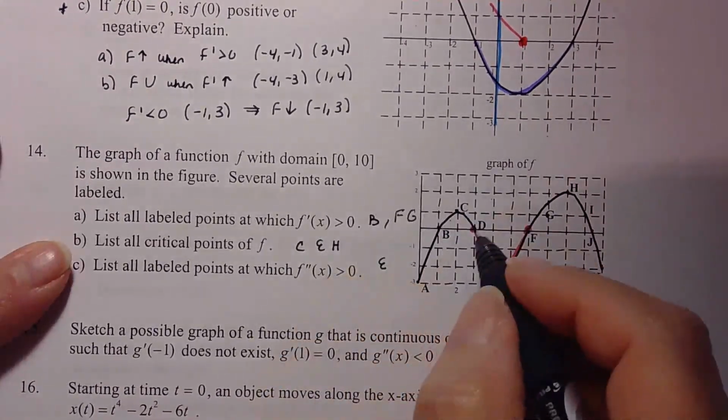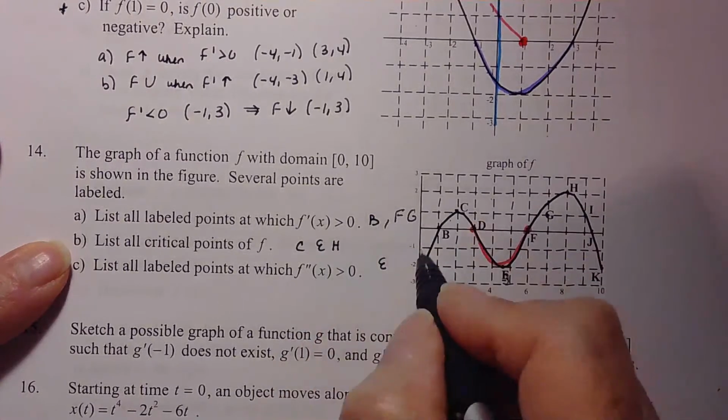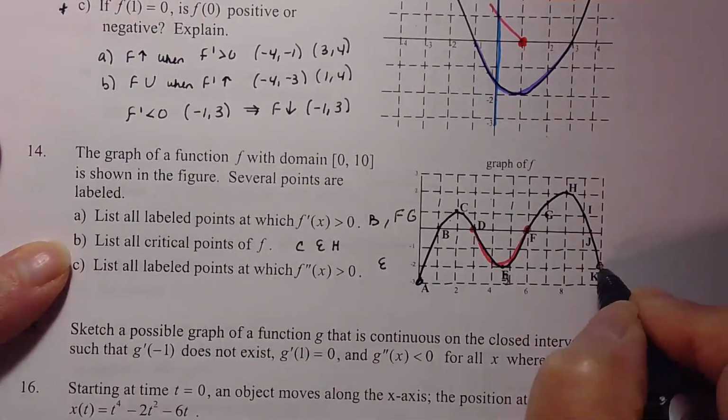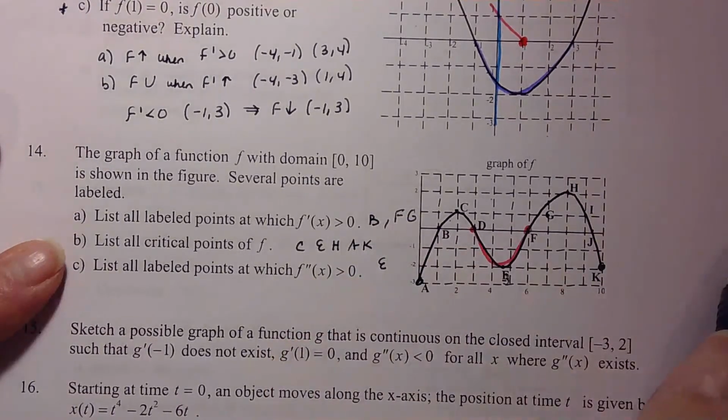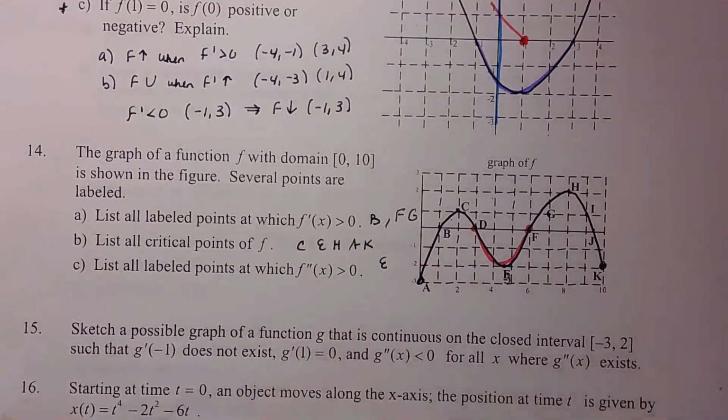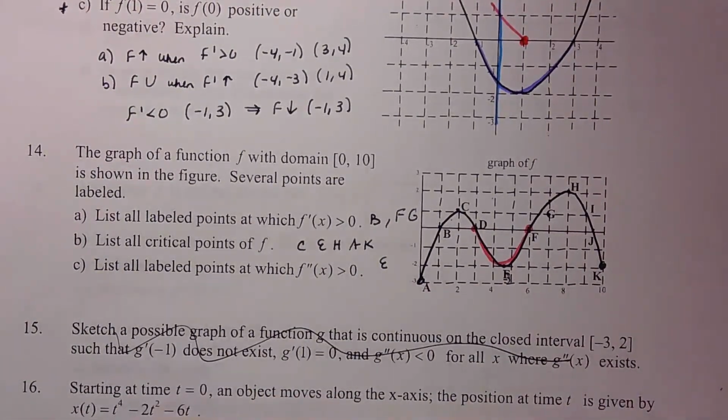Also, I almost forgot. Over here, these critical points, A is an endpoint and K is an endpoint. So those would also be critical points, right? Meaning that the derivative is not going to exist there. Number 15, forget it. You're not going to be tested on that.